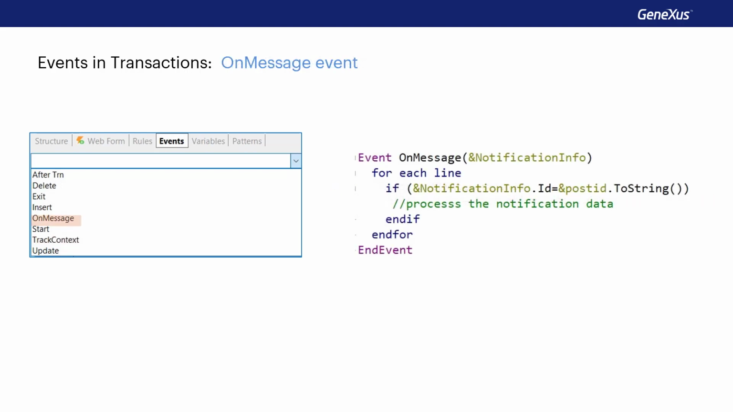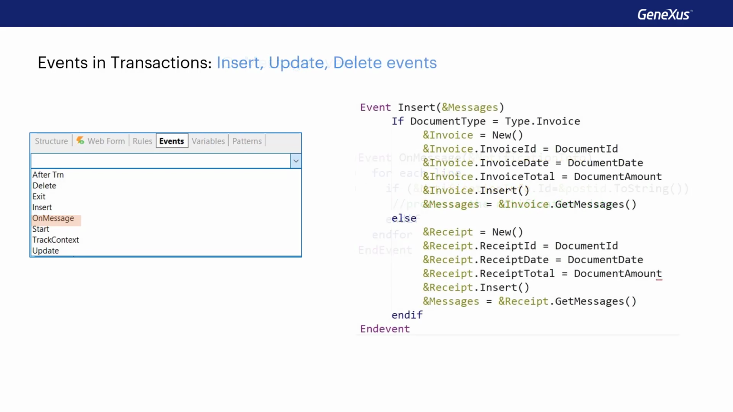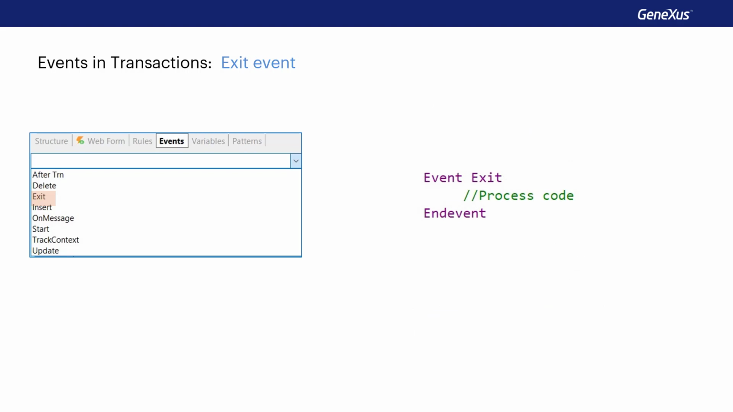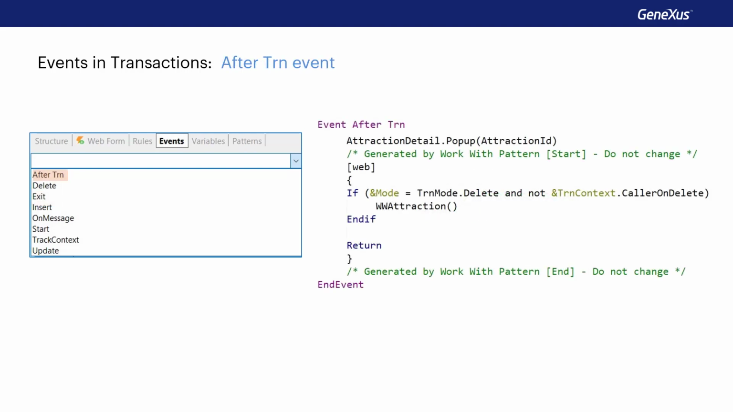The onMessage event, which is related to web notifications. The insert, update, and delete events, which, as we've seen, apply to the specific case of dynamic transactions and allow programming its behavior so that they're updatable. The exit event allows programming the actions to be executed when the transaction's already closed. And the after_trn event, which is triggered after the commit has been executed.